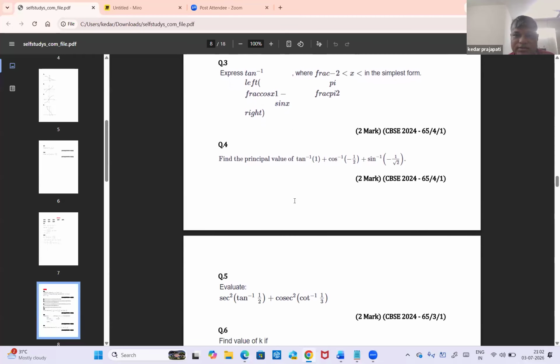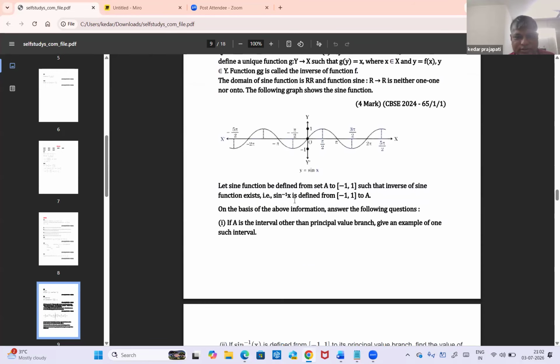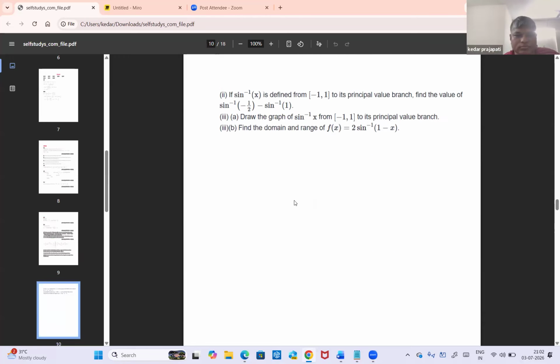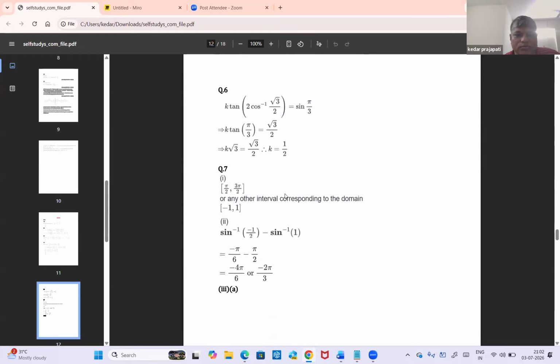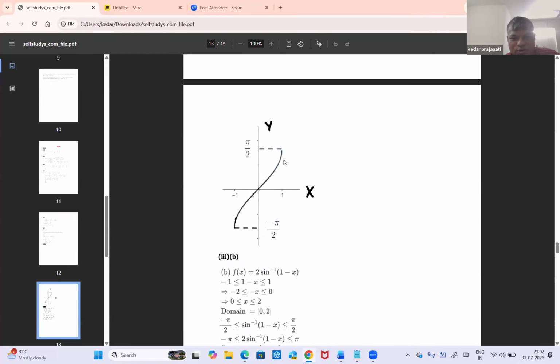Competencies. We'll solve it. So seeing the questions, right? Whatever there is in NCERT is not coming. So if you understand what I'm teaching, what I'm telling, you will be able to solve everything. So I told you this. This is the graph of sine inverse x.